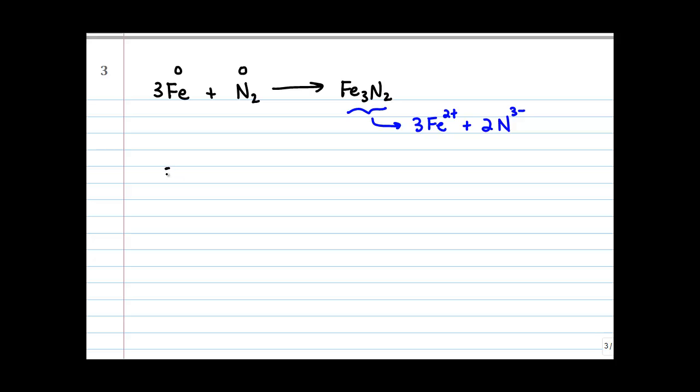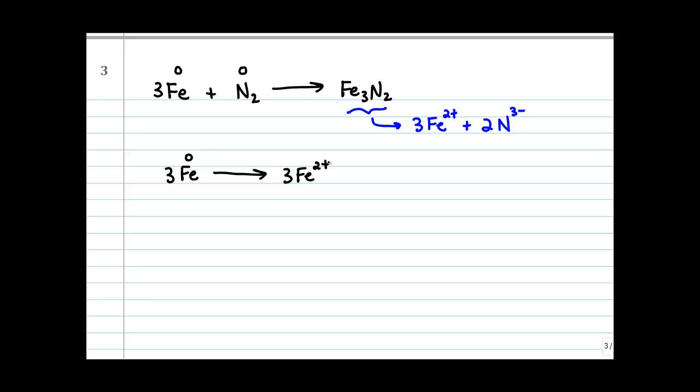So we got 3Fe0 going to 3Fe2+. Now you notice that we have balance of irons: 3 irons on the left, 3 irons on the right, and we did that because we did a good job of balancing the reaction to begin with. You notice there's no nitrogen here. I don't care about nitrogen here. This is a half reaction with iron.